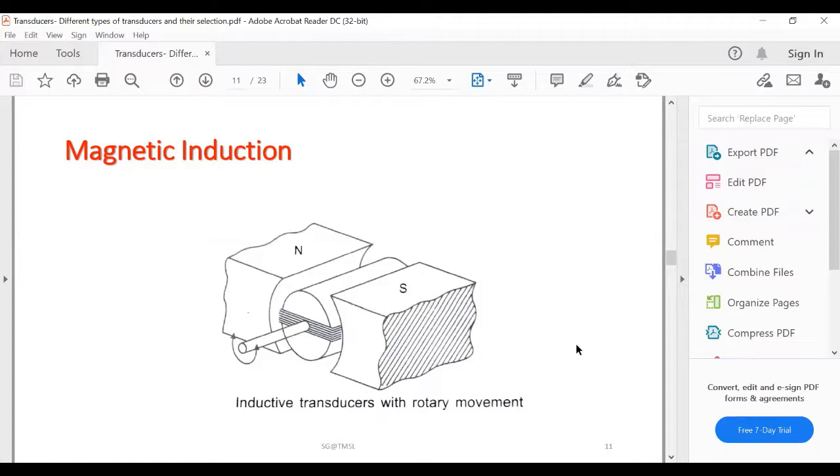Okay, so one basic configuration of a transducer is here, that uses the principle of magnetic induction for the measurement of rotary motion. It is given here. So the output voltage in each case is proportional to the linear or angular velocity. Okay, and the most important application of this type of principle is to measure heart sound microphones.